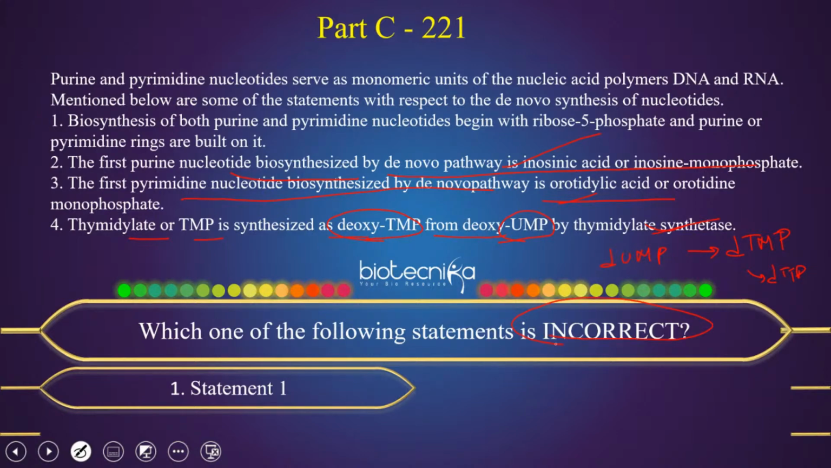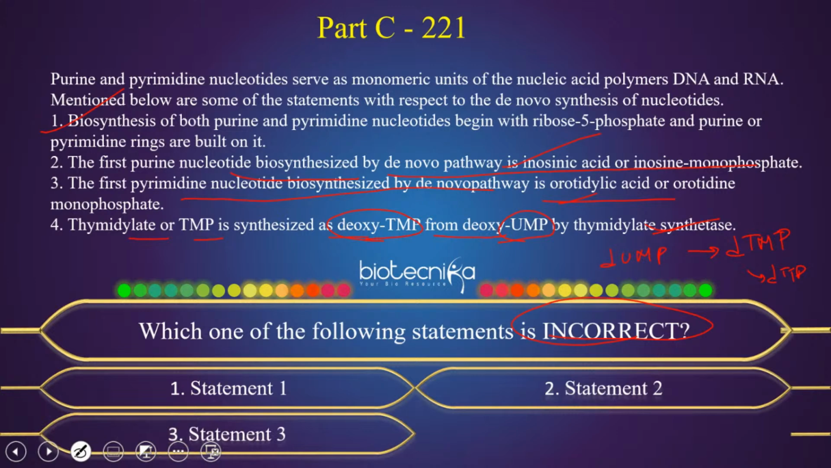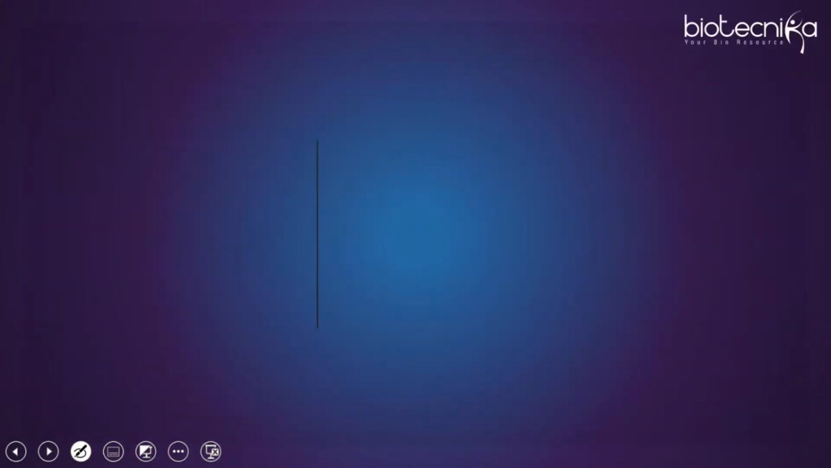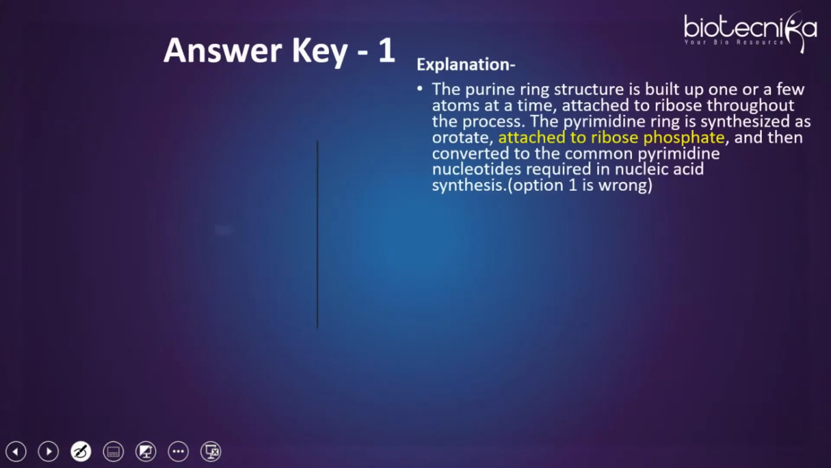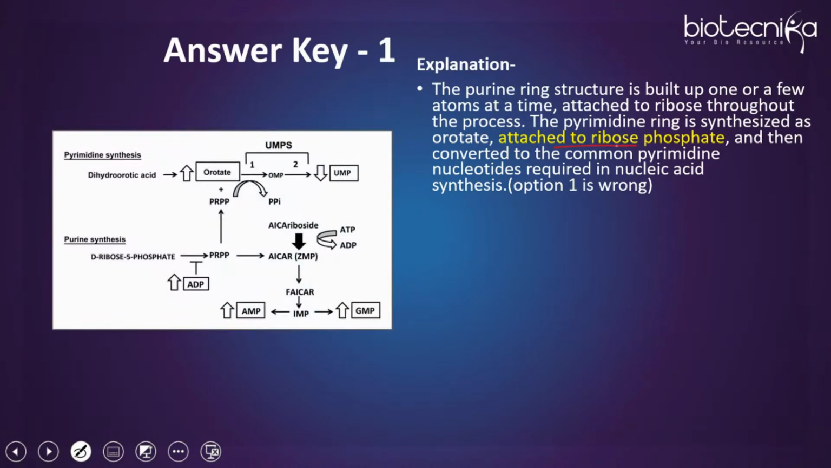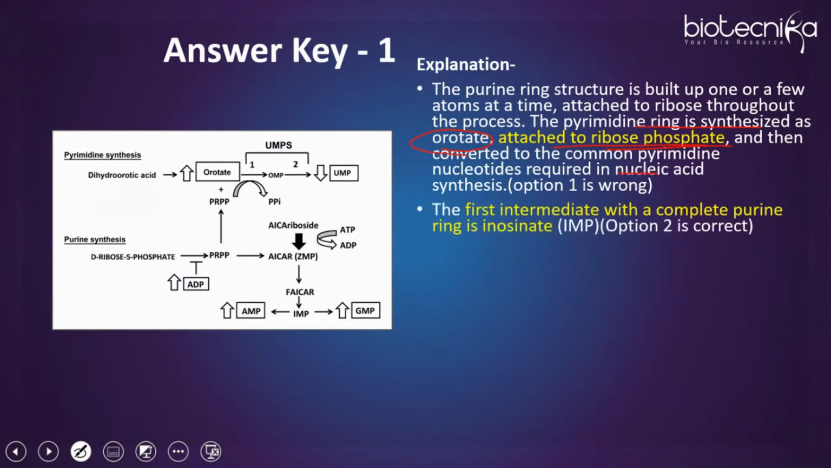You have to select the incorrect statement. So the only incorrect statement is option 1, that is, statement 1 is incorrect. As I mentioned in the explanation, pyrimidine is built first as orotate. Later it is attached to ribose phosphate, and then it is converted into other nucleotides. So option 1 is wrong.